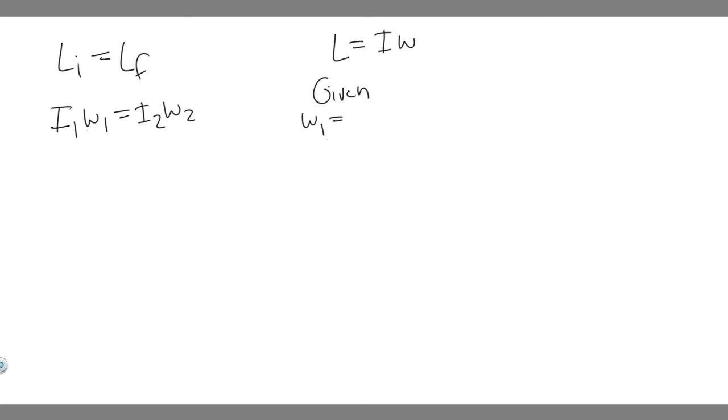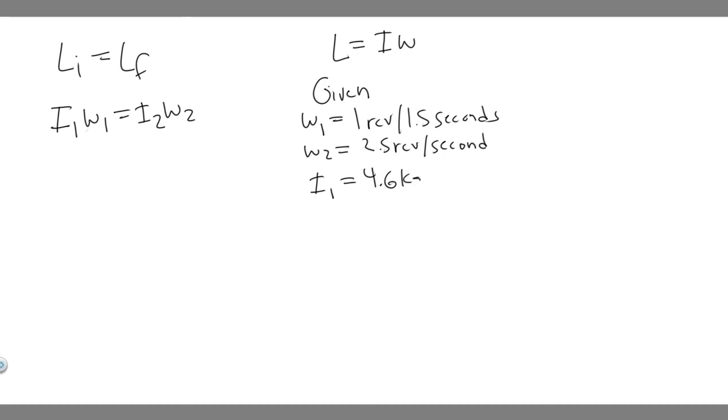angular velocity 1 is going to be 1 revolution every 1.5 seconds, right? Because they tell us it's going to start at this, and then omega sub 2, or the final angular velocity, is going to be 2.5 revolutions per second. So we go from this to this, and then they tell us the initial moment of inertia, or I sub 1 in this case, is going to be 4.6 kilogram meters squared. And then what we're trying to do is find the final, which is the 2, right? 2 means final, so we're trying to find the final inertia.